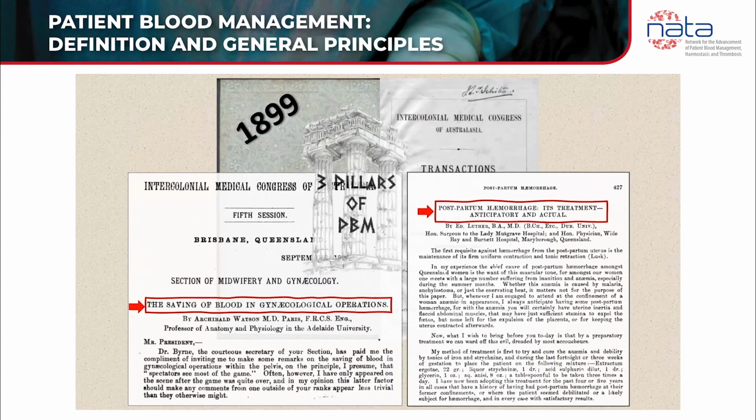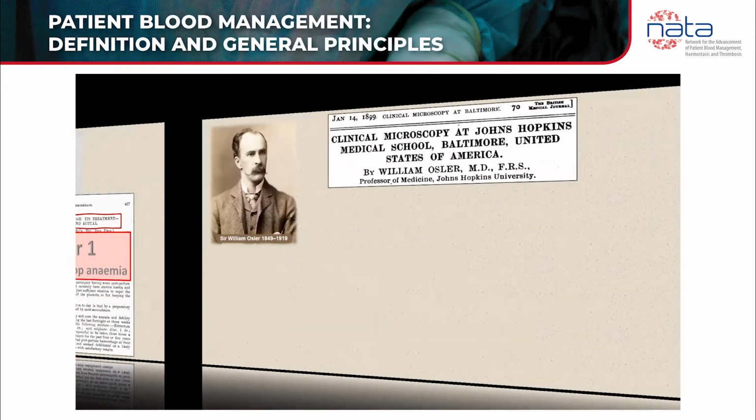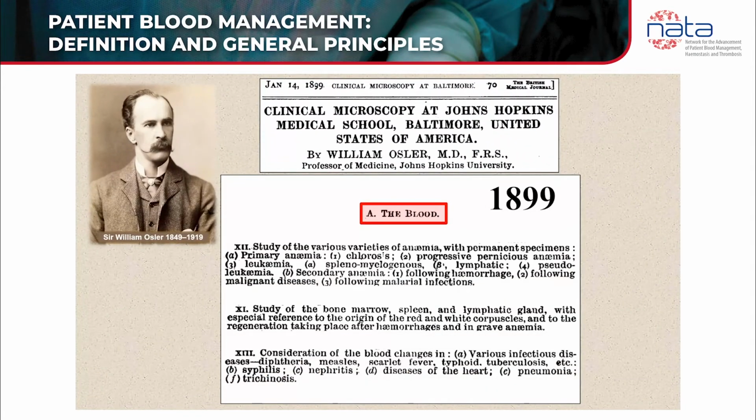So even in 1899, at that conference, we see what we would now call the 3 pillars of patient blood management: pillar 1, the management of preoperative anaemia, pillar 2, the minimisation of bleeding, and pillar 3, tolerating anaemia because transfusion was not an option. And we have Sir William Osler writing an extensive article in 1899 on the importance of blood examination and the importance of laboratory services in hospitals.